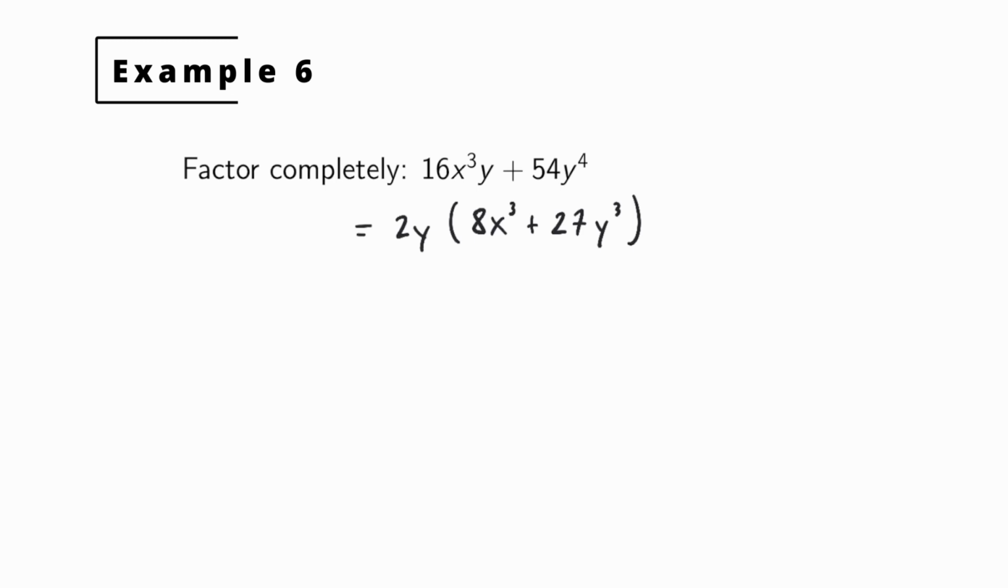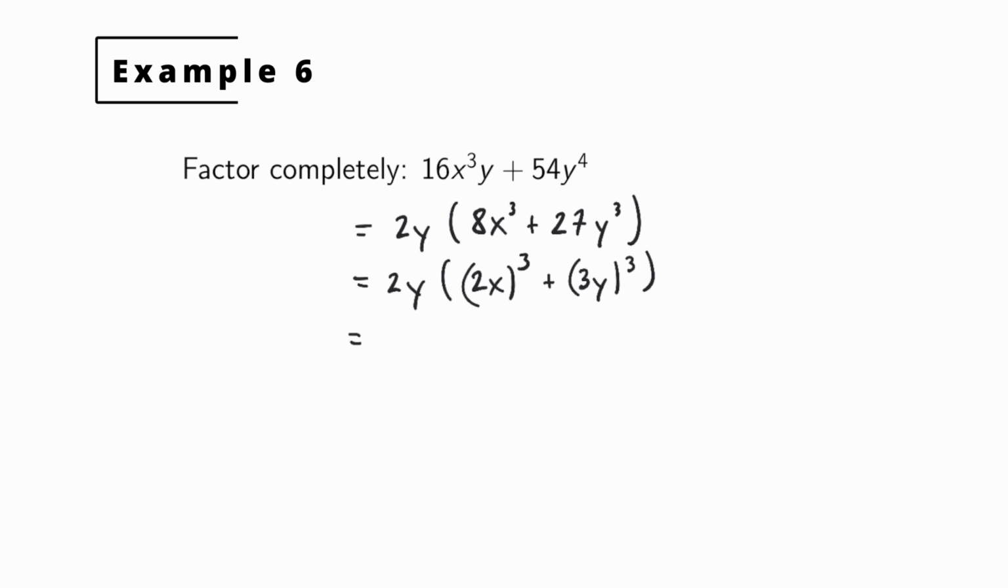Each term is in fact a perfect cube because 8 is 2 cubed, 27 is 3 cubed. So I'm going to rewrite each term as a perfect cube. The first term will be 2x quantity cubed. The second term will be 3y quantity cubed. And then we simply need to use the sum of cubes factoring formula.